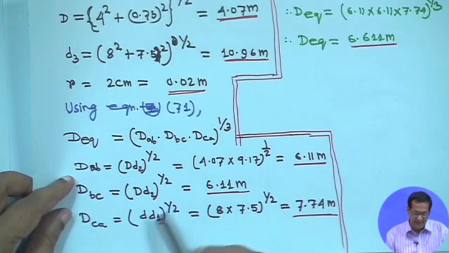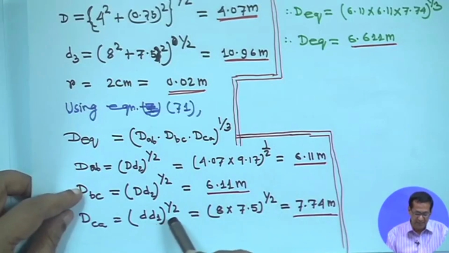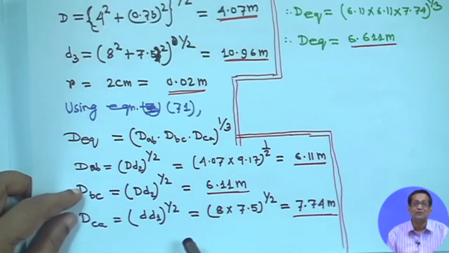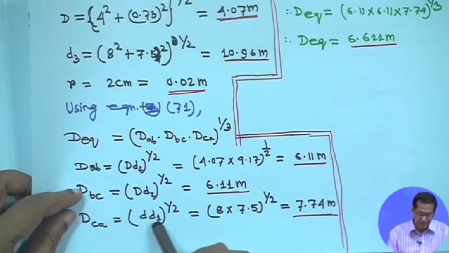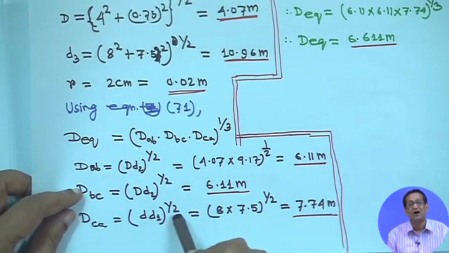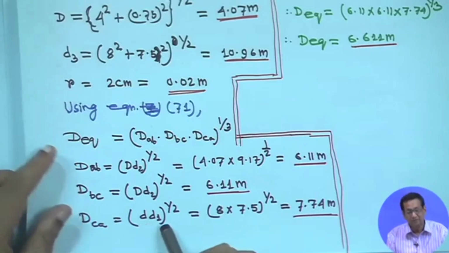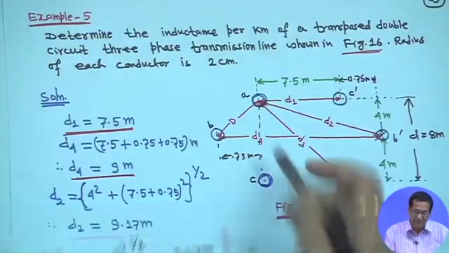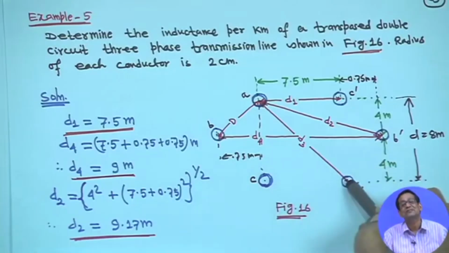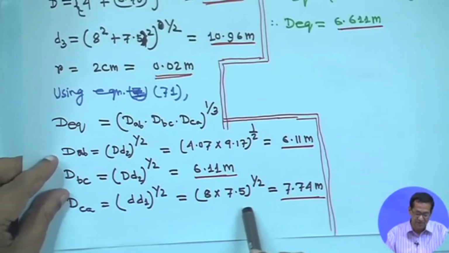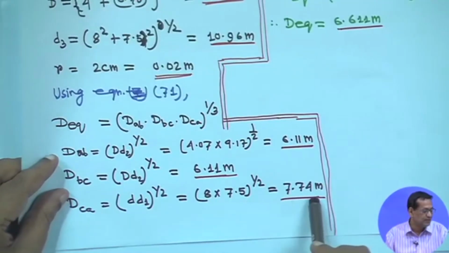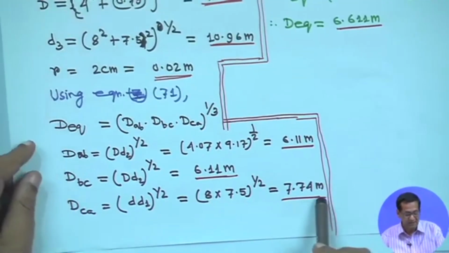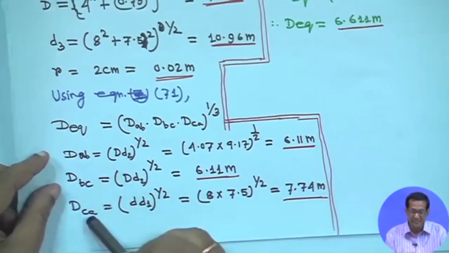Now, D_CA again will come as (D D1 × D D1)^(1/4), but ultimately it will be (D D1)^(1/2), because D will be repeated twice, D1 also will be repeated twice. That is why it is directly written as (D D1)^(1/2). You can see for yourself, so many things we have seen, right. So, it will be (8.8 × 7.5)^(1/2), so 7.74 meter, right. So, D_AB, D_BC, D_CA you got.